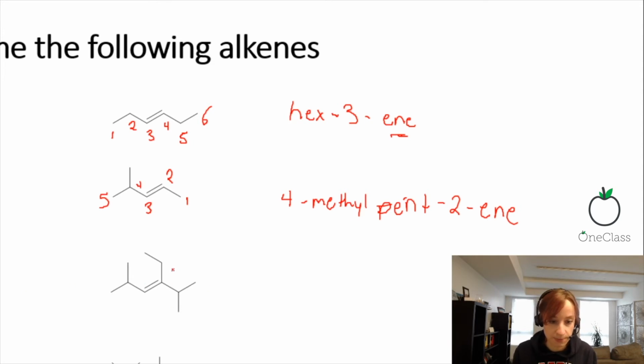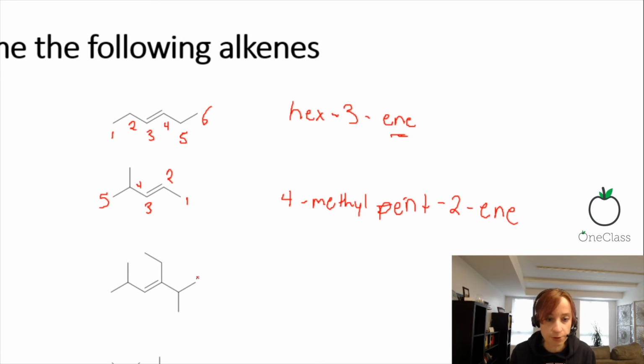Moving on to the next one, this one's a little bit more complicated. There are more branches to consider. So it'll take some trial and error to figure out the longest chain. As well, the alkene is sitting in the middle, so that helps a little bit. So if we start numbering from here, we have 1, 2, 3, 4, 5, 6. Or we could go 1, 2, 3, 4, 5, 6.